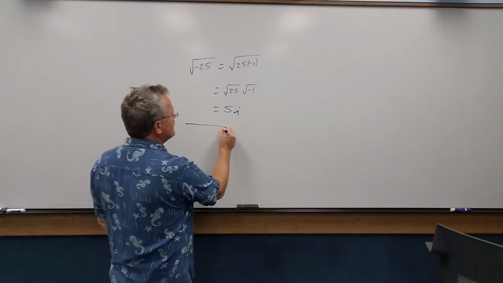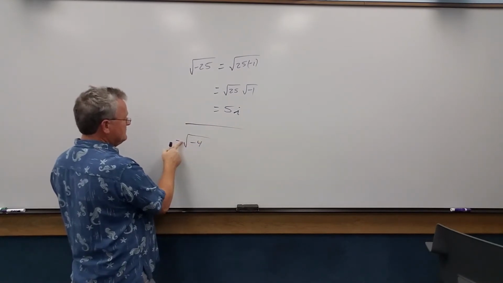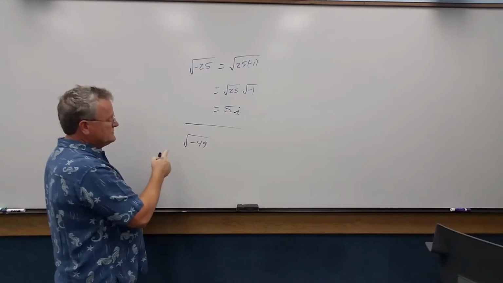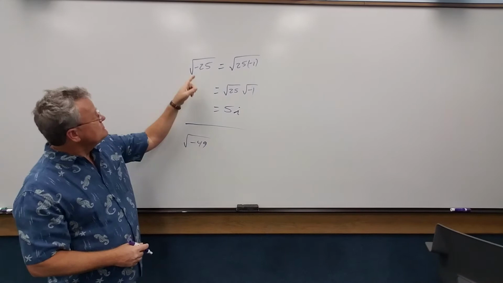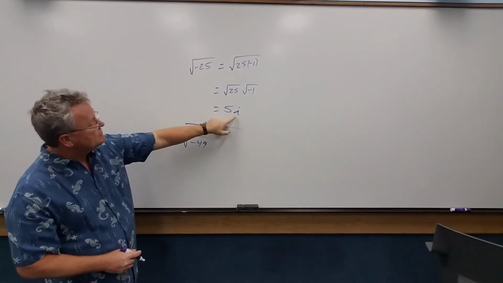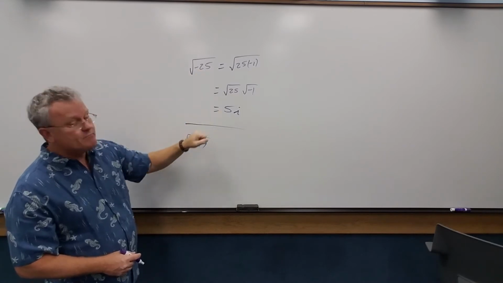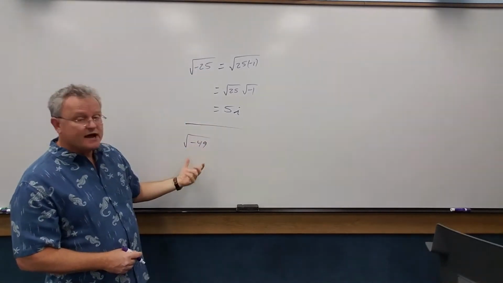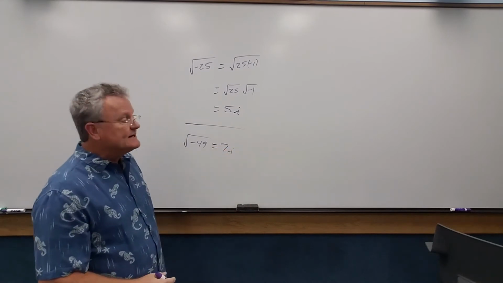We can kind of figure out a pattern here. What's the square root of negative 49? Well, the square root of negative 49 is going to be 7i. So when you take the square root of a negative number, you're going to get an i. And then you just take the square root of your number, and you get that number times i. This is 7i. So that's the idea.